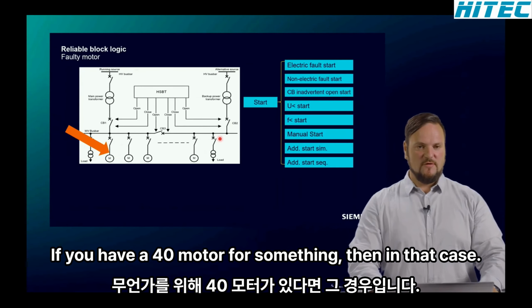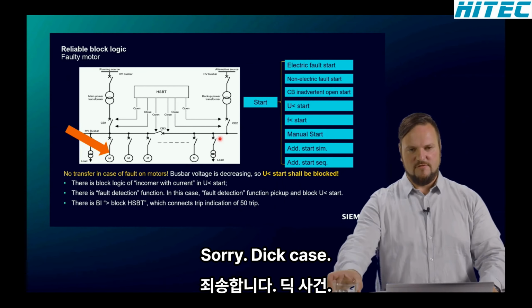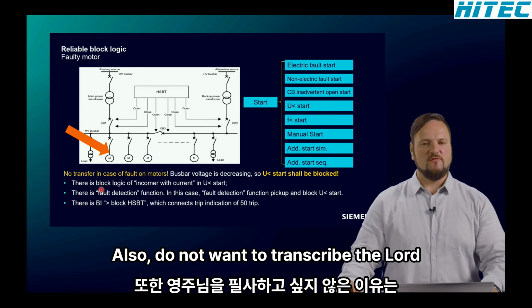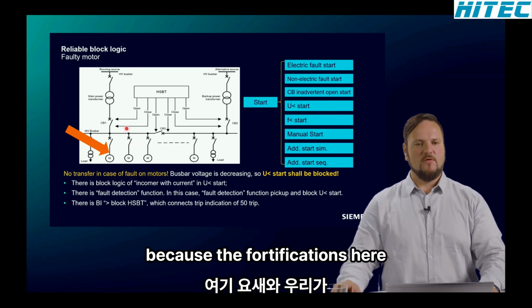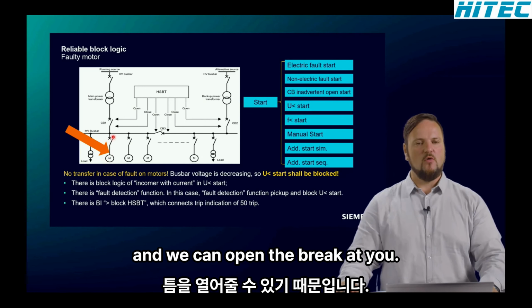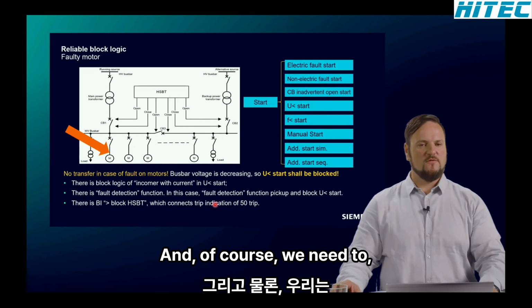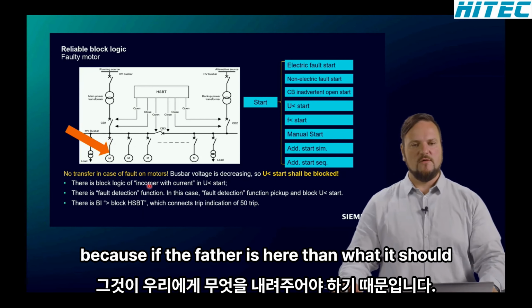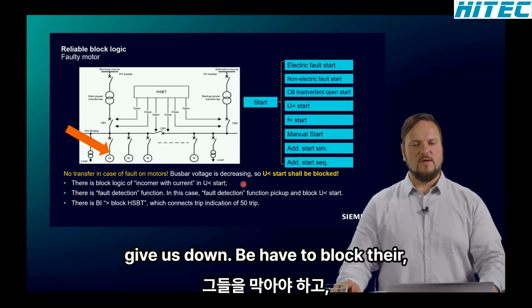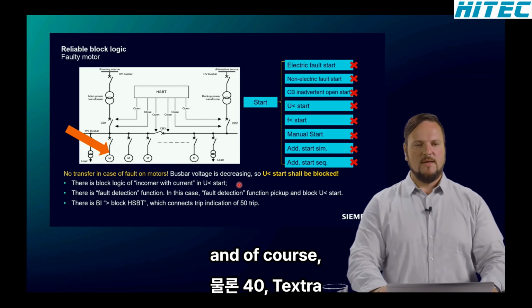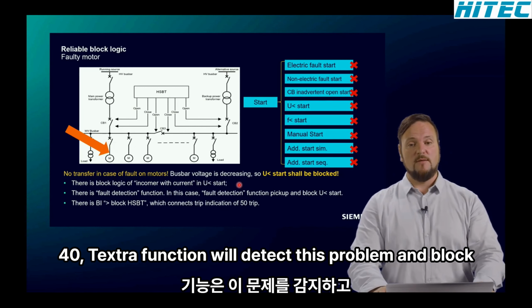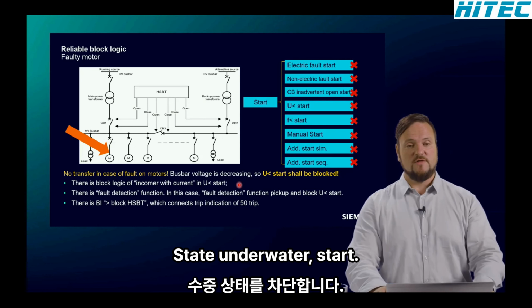If we have a faulty motor, for example, then in that case we also do not want to transfer the load, because the fault location is here, and we can open the breaker here. Of course we need to detect that we have a faulty motor, and the protection device is tripping the breaker here. We need to block, because if the fault is here, then the voltage goes down. We have to block the under voltage criteria, and of course the fault detection function will detect this problem and block the under voltage start.